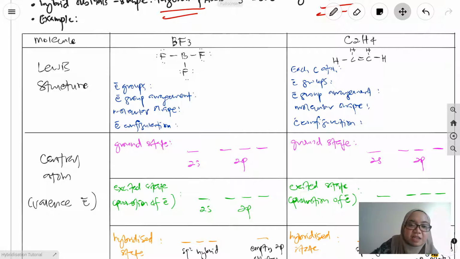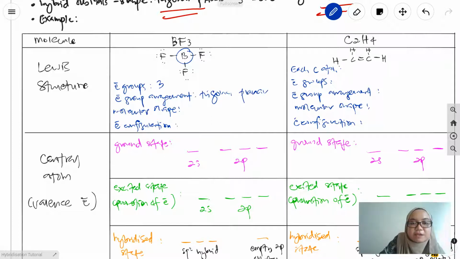Okay, let's look at the electron groups around the central atom. So we have 1, 2, 3, three electron groups. According to VSEPR, when we have three electron groups around the central atom, the shape is trigonal planar. And the molecular shape also, since it doesn't have any lone pair, is trigonal planar.